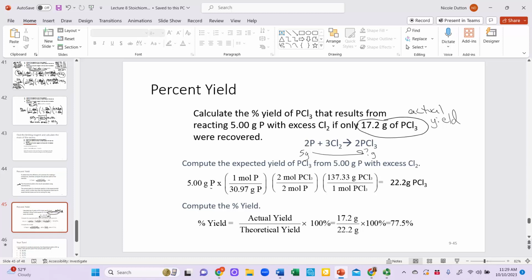Well, 5 grams of P goes on the bottom. We convert to moles, moles to moles, moles to grams. So we get 22.2 grams of PCl3. So how much should we actually produce? 17.2 grams was actually produced when we did this in the lab. But theoretically, we should have been able to produce this based on the calculation. So to figure out the percent yield, we do percent yield is actual yield divided by theoretical yield times 100%. So we only got 17.2 grams out of the 22.2 that was possible, times 100% gives us 77.5%.